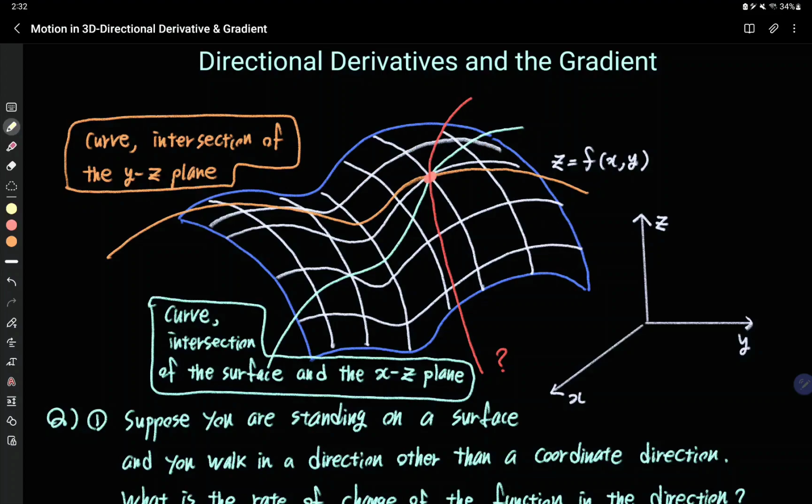This surface is given, which is the graph of the multivariable function z equals f of x comma y. We can find the slope of the tangent line of the curve along the x-axis, which is this. Sorry, this is the y-axis. And then this is a curve along the x-axis. It's not a big deal to find the slope of the tangent line at any point on these curves. But what about the curve that is along neither the x nor the y-axis?